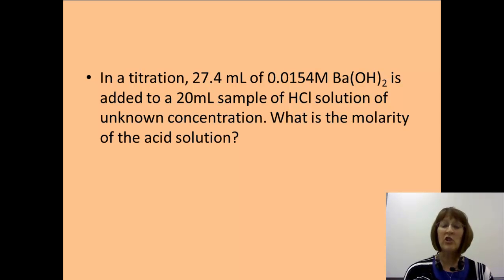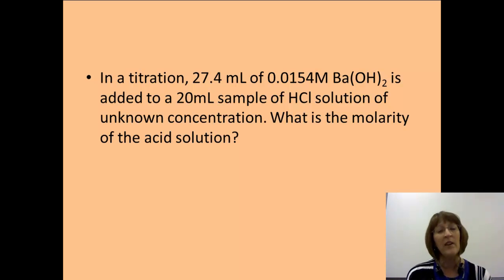So in a titration, you've got 27.4 mL of a 0.015 molar barium hydroxide. It's added to a 20 mL sample of HCl solution of unknown concentration. What's the molarity of the acid solution? So we need 4 numbers.